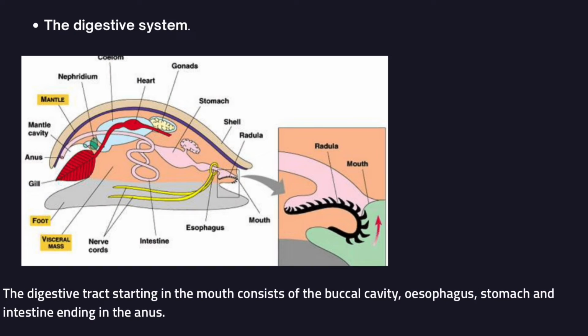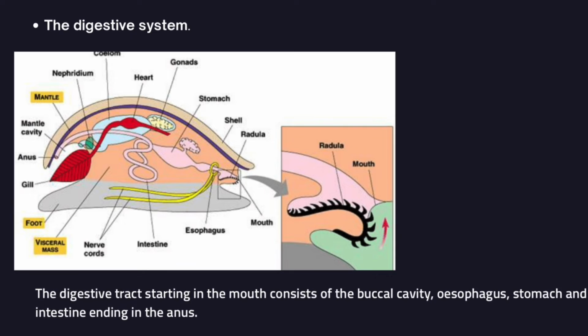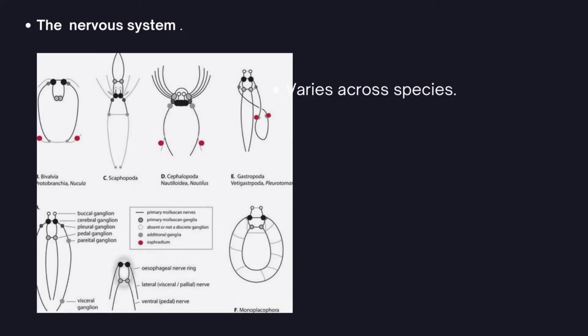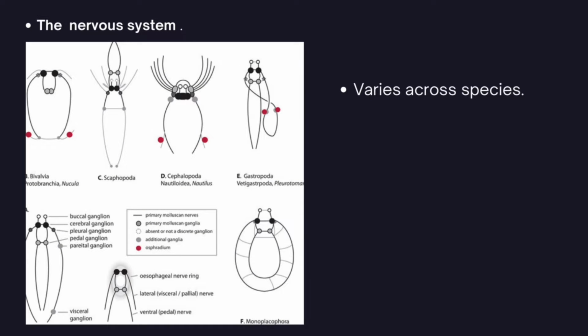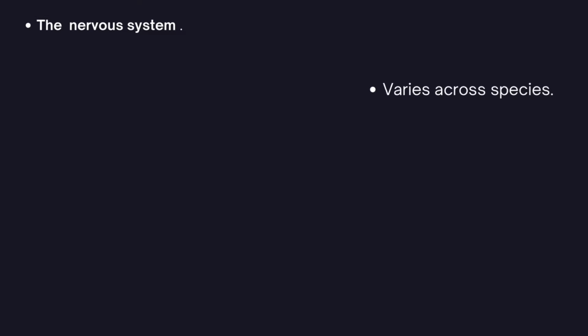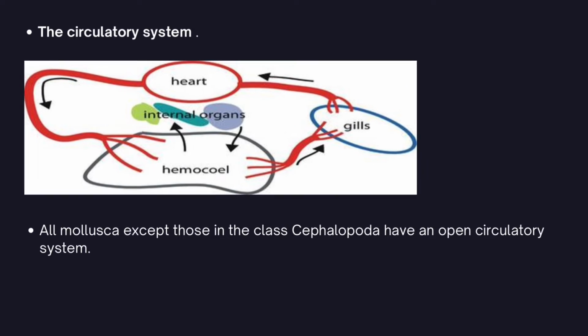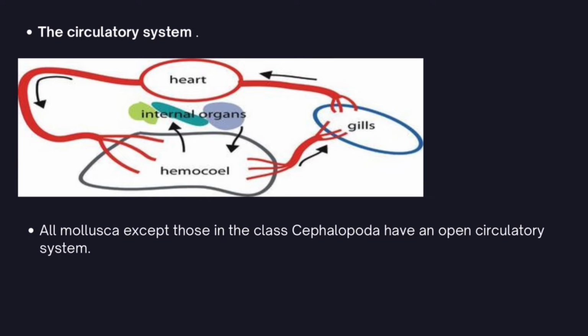Next, we're going to talk about the digestive system. This is the general anatomy of the digestive system of mollusca. We're going to talk about the nervous system that varies across species. This diagram shows the nervous system of five mollusca. The last characteristic that we can mention about mollusca is the circulatory system. This diagram shows an open circulatory system. All mollusca except those in the class Cephalopoda have an open circulatory system.